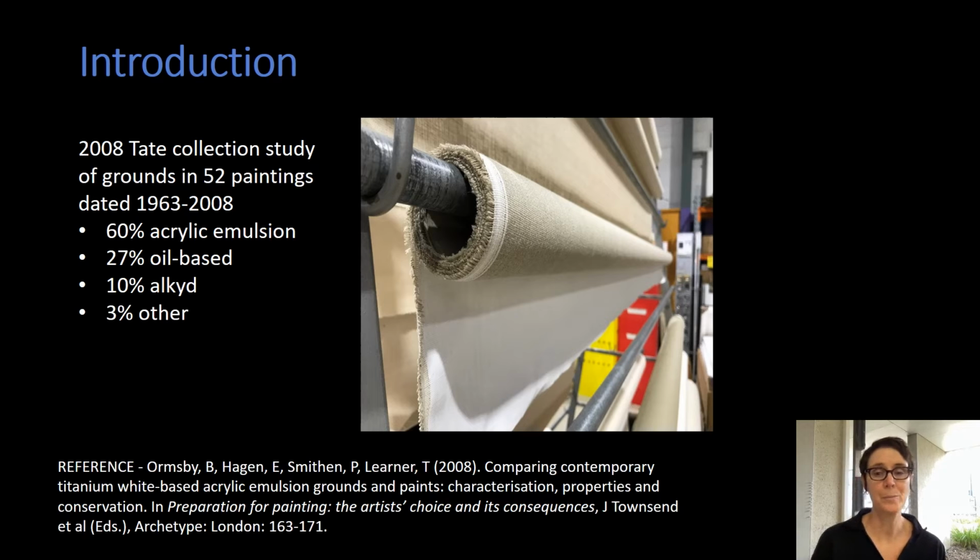For example, Bromelle, Ormsby and colleagues in 2008 studied 52 paintings from the Tate collection, dated between 1963 and 2008, and they identified 60% of the grounds as acrylic emulsion, 27% as oil-based, 10% alkyd, and 3% other. We were thus interested to see if currently available canvases continue to reflect this breakdown. We were also interested to investigate the prevalence of synthetic fibre composition for artist canvases.